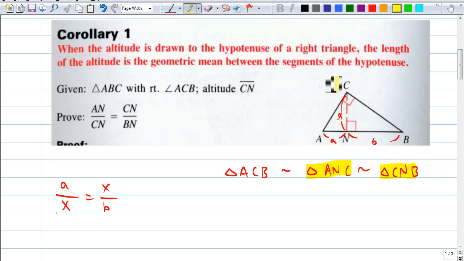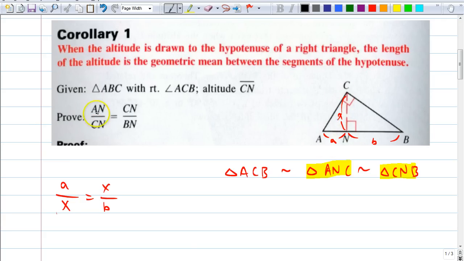Yeah. So class, look at AN in terms of the one on the left. Isn't AN the shortest side of this right triangle? Look at CN. Isn't CN the shortest side of this? So look, AN, the shorter side, over CN, which, if I just look at the triangle on the left, is not the hypotenuse.